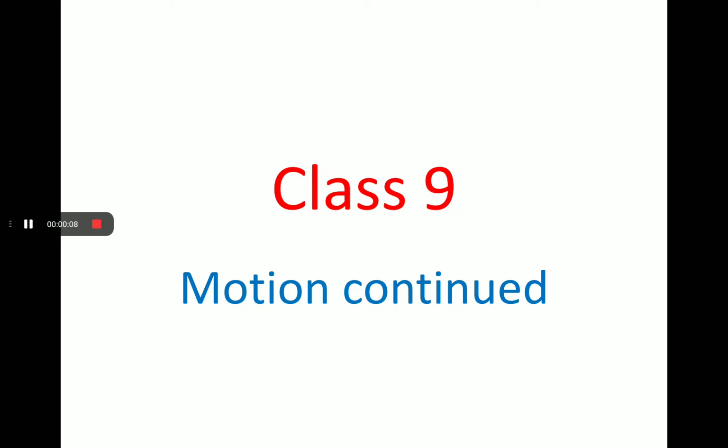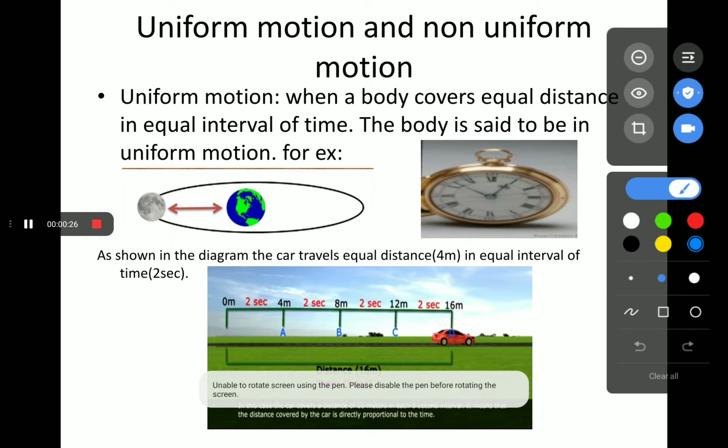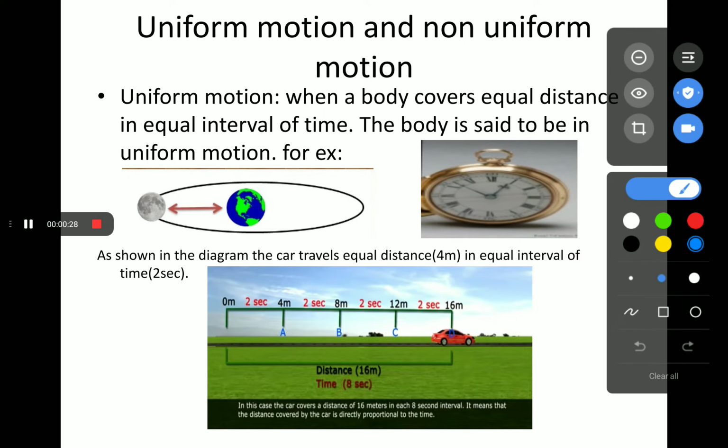This is the second video for class 9 and the chapter is motion. Today we will study about uniform motion, non-uniform motion, speed and average speed. So in the first slide the topic is uniform motion.